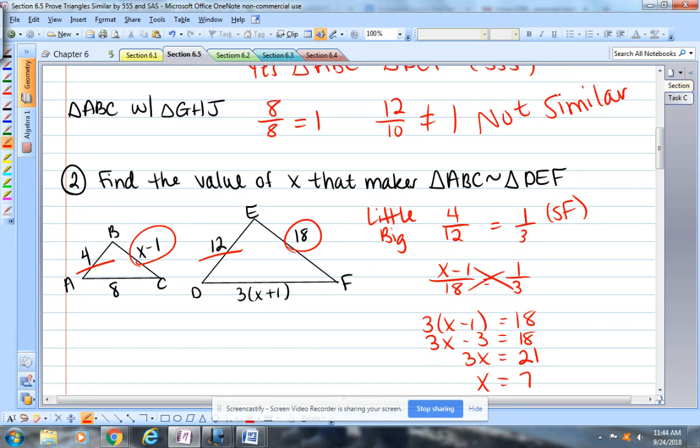And then you can check it. So everything should still have the same scale factor. So 7 minus 1 is 6. So this will be 6 to 18. That reduces to 1/3. I can check this one down here. 7 plus 1 is 8 times 3 is 24. And 8 over 24 also reduces to 1/3. So x equals 7.